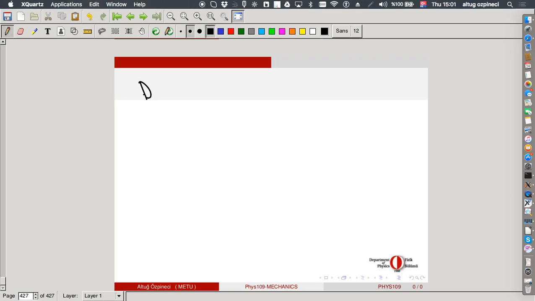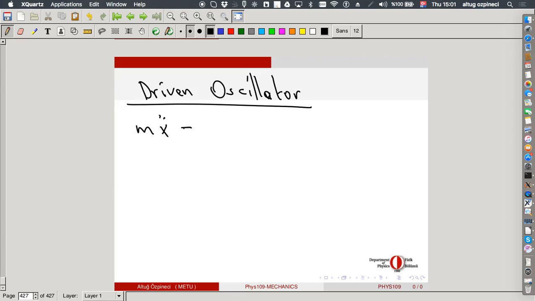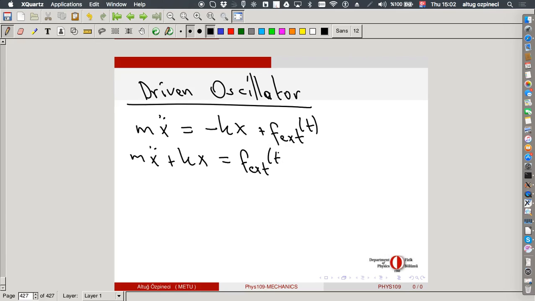Okay, so let's look at driven oscillators. First, let's ignore the dissipation. Let's assume that there is no driving force. This is the equation if you don't exert an external force. Now let's just imagine we are exerting some external force on the system. It might even be time dependent. Or m x double dot plus k times x is equal to F external of t.